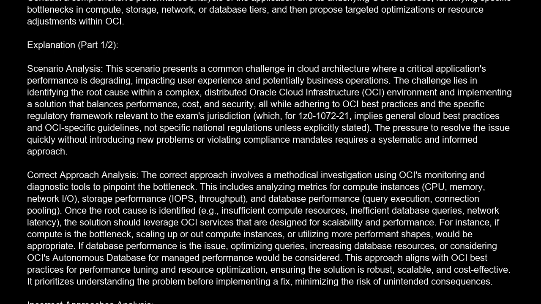For instance, if compute is the bottleneck, scaling up or out compute instances or utilizing more performant shapes would be appropriate. If database performance is the issue, optimizing queries, increasing database resources, or considering OCI's autonomous database for managed performance would be considered. This approach aligns with OCI best practices for performance tuning and resource optimization, ensuring the solution is robust, scalable, and cost-effective. It prioritizes understanding the problem before implementing a fix, minimizing the risk of unintended consequences.